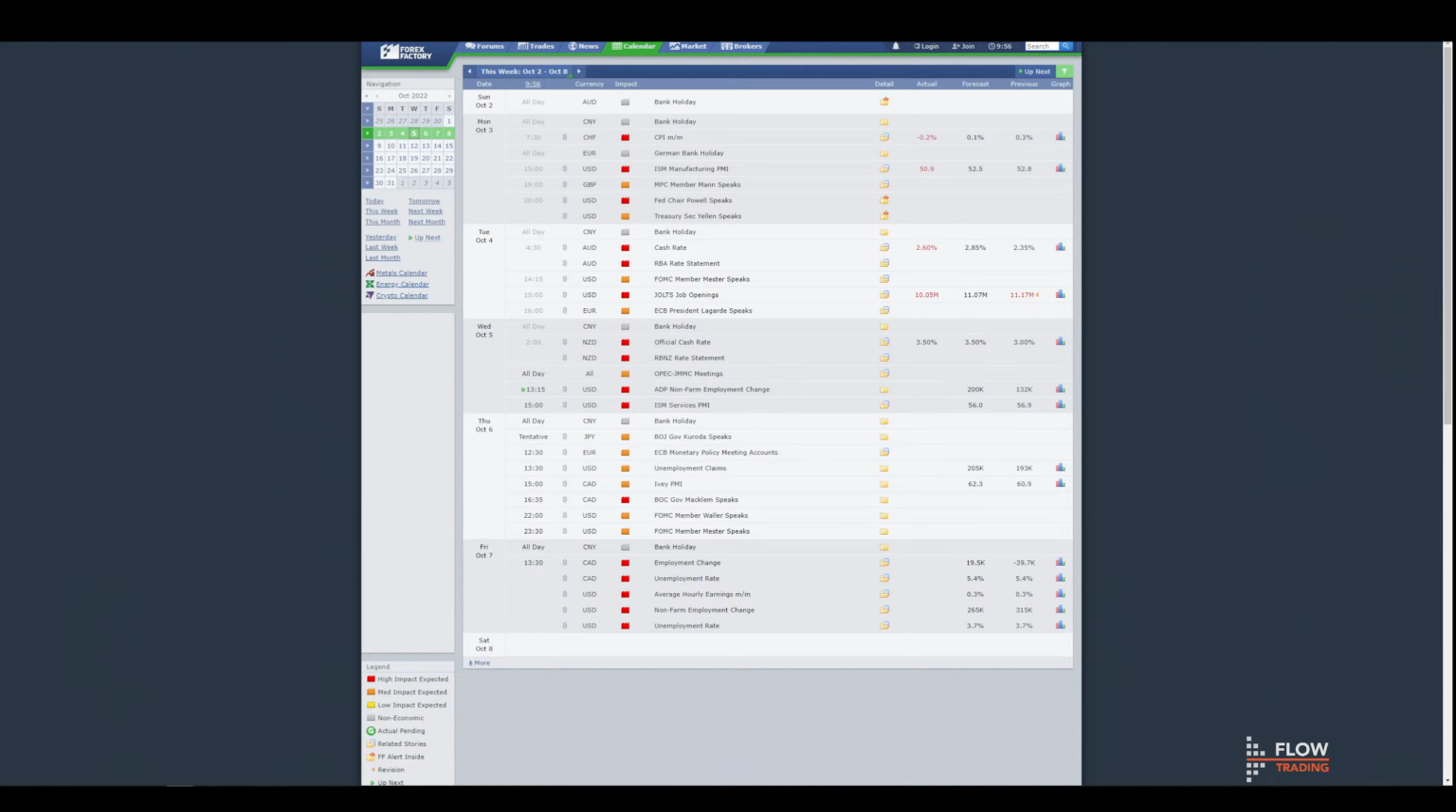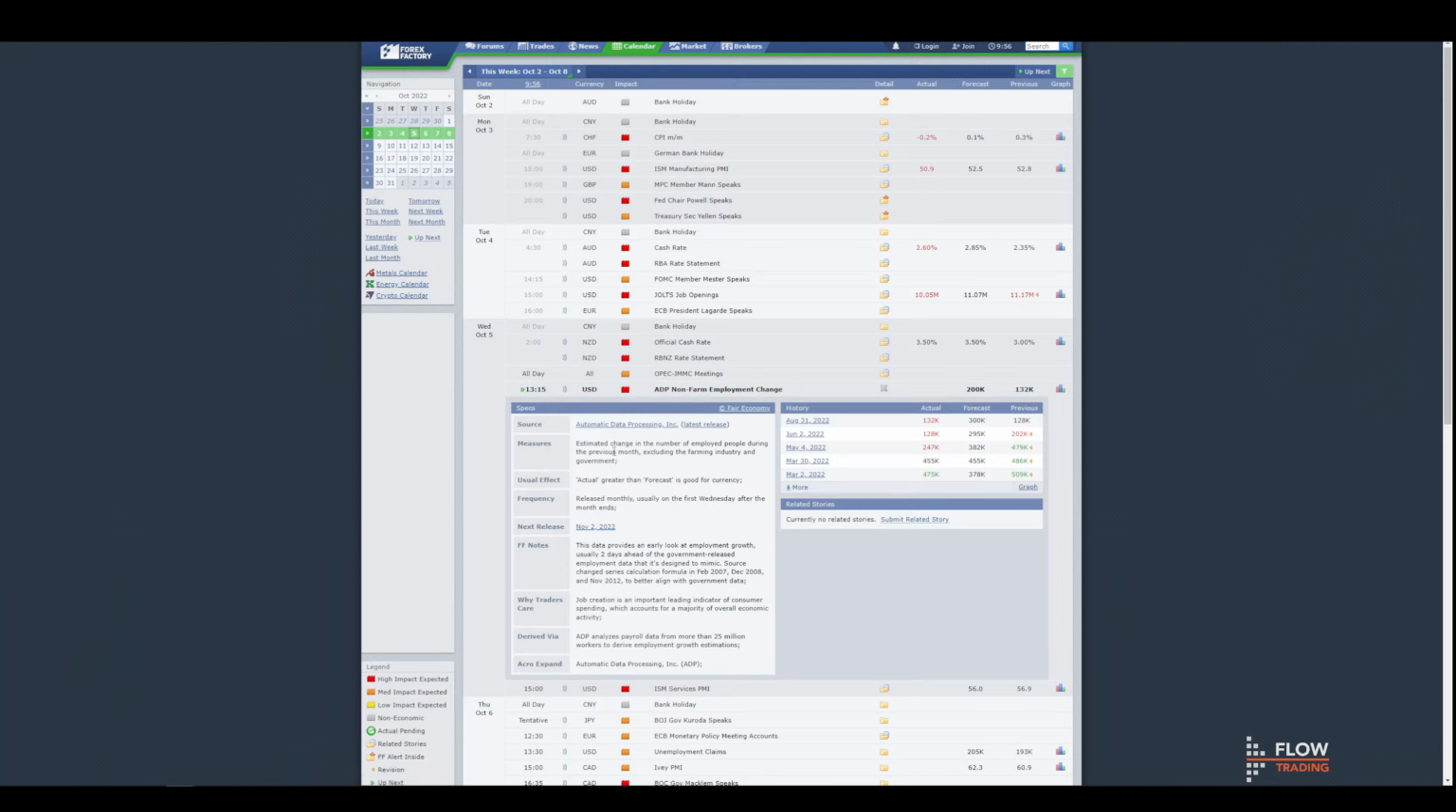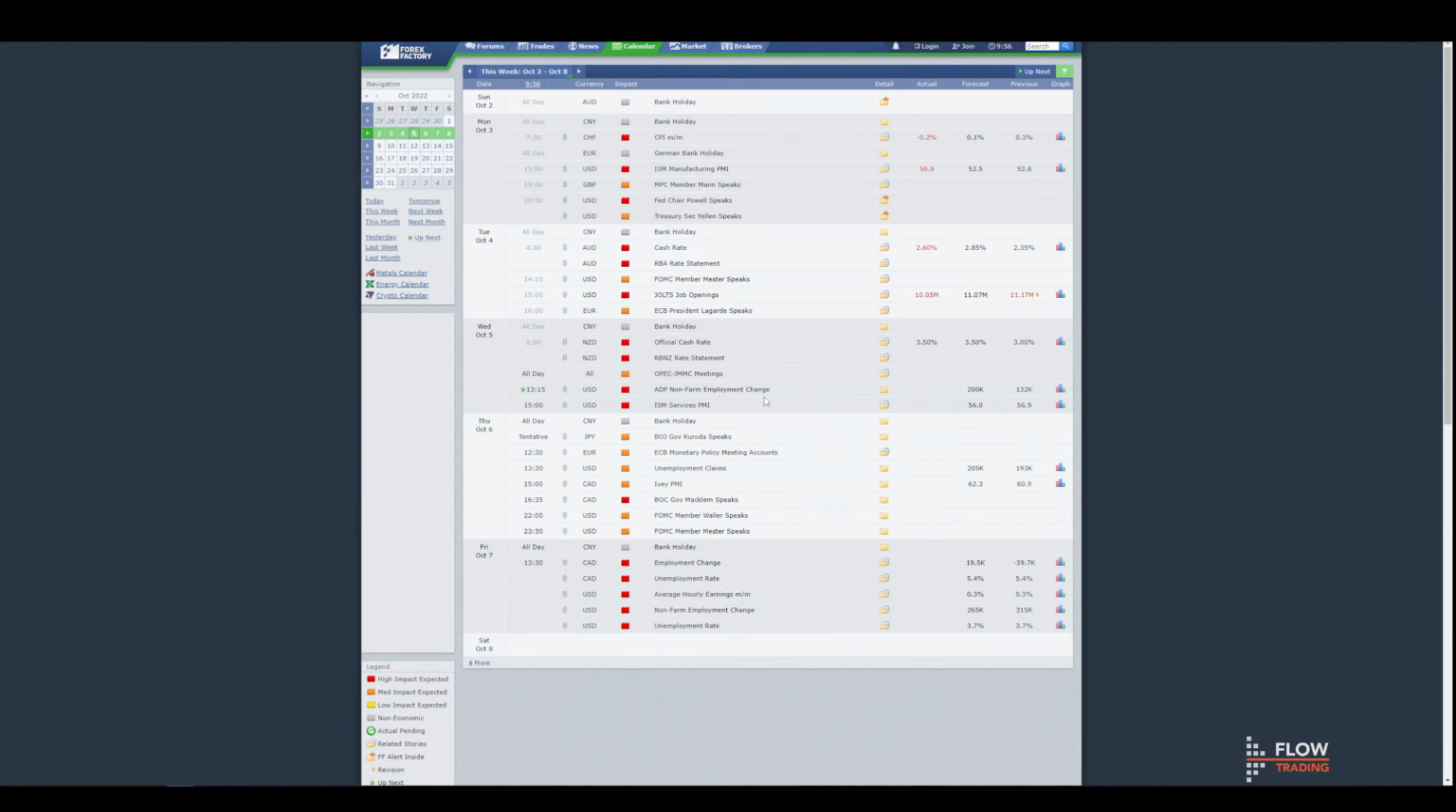Okay, good. So crack straight on with the calendar for this week. Obviously, quite a few things have been happening, loads of speaking going on. The most important thing today is the ADP non-farm employment change, which is basically just an estimate of the change in the number of employed people. It's analyzed by Automatic Data Processing, so this is not the real non-farm employment change.